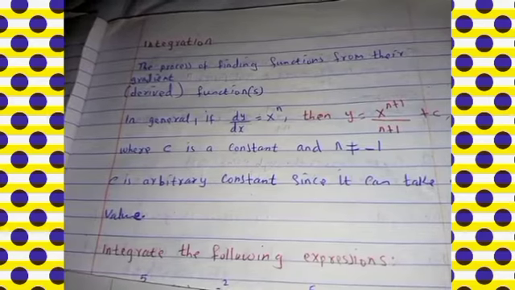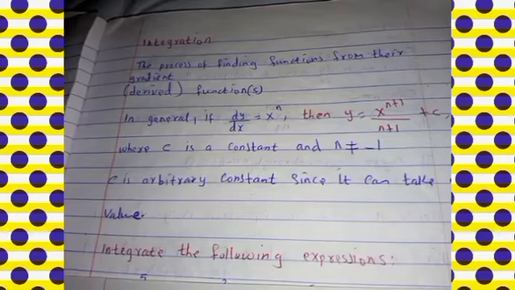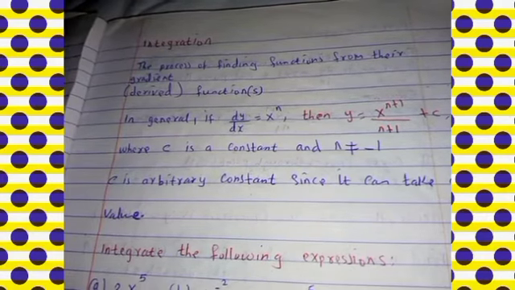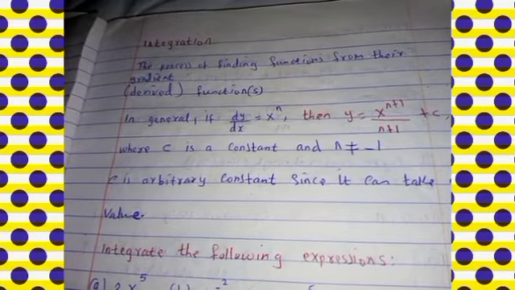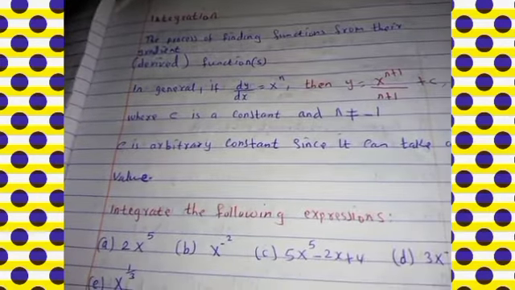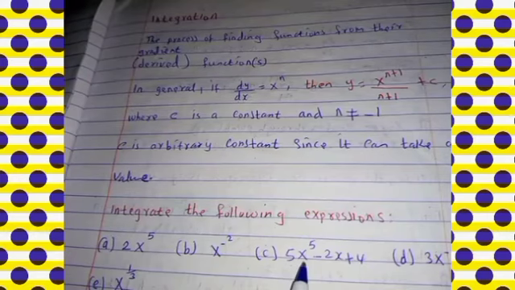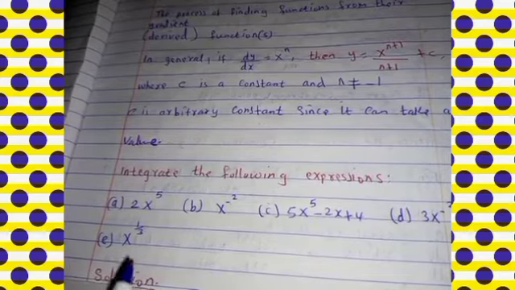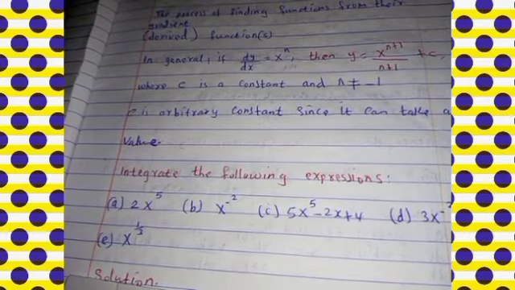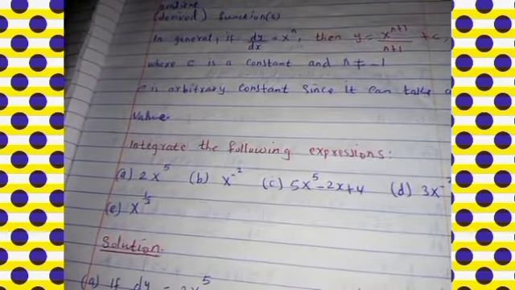Now, we want to look at an example. Here you are given: integrate the following expressions. You are given a, 2x power 5; b, x power -2; c, 5x power 5 minus 2x plus 4; and d, x power 1 over 2.